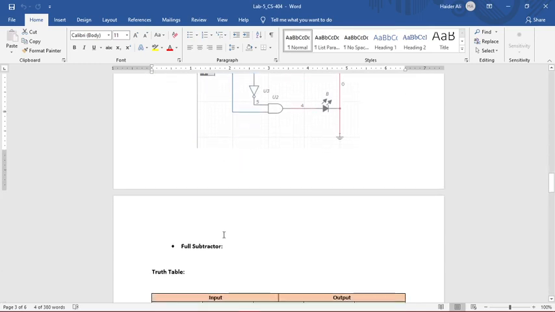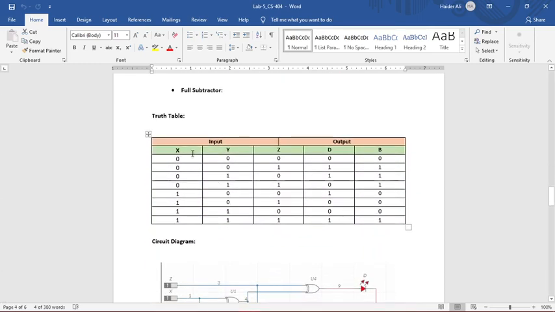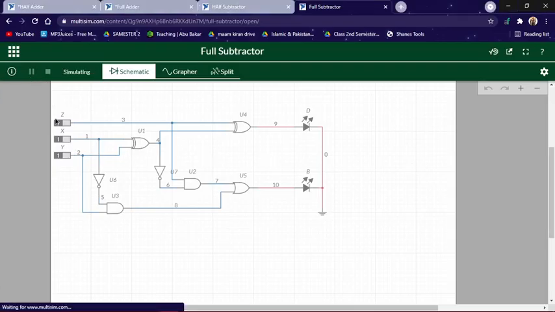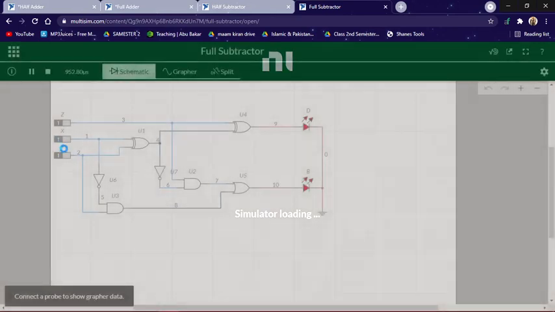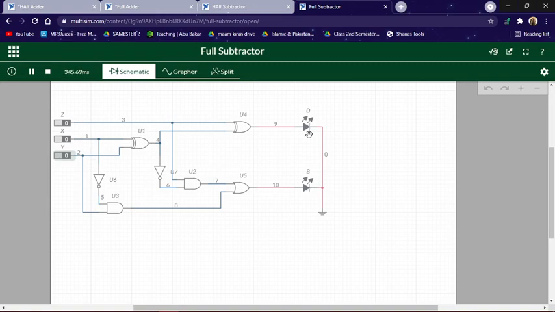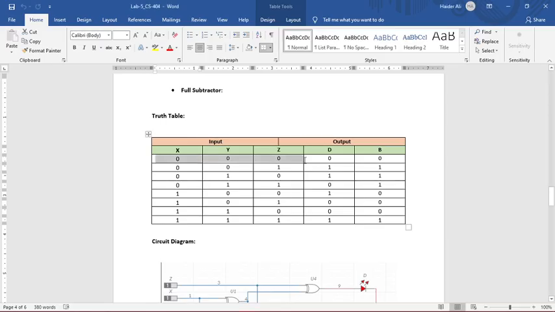Now we will discuss the working of a full subtractor. There are three inputs X, Y and Z and two outputs difference and borrow. First of all, we have all the three inputs 0, then both of the outputs are 0.